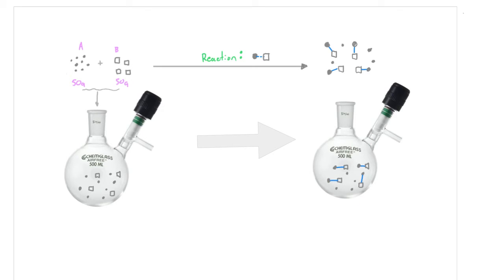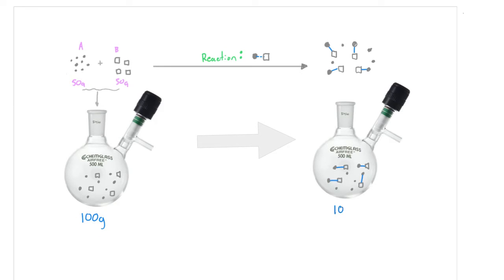At this point, how much mass do we have inside of the flask? Has it changed? Has it increased or decreased? No. That's what the law of conservation of mass says: the masses that we start with will have to add up to the masses that we end with.